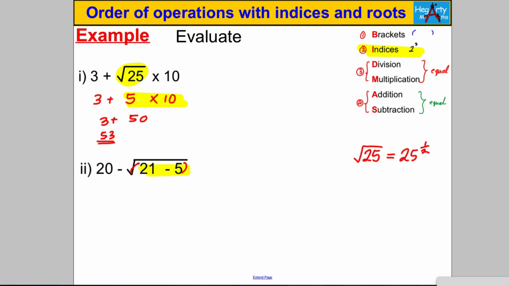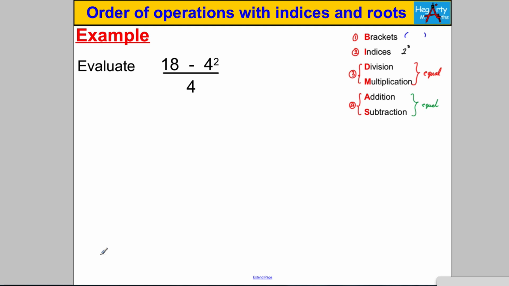21 subtract 5 first, which is 16. Don't forget we're working out the square root of that answer, and we're doing 20 subtract that. The square root of 16 is 4, and we're doing 20 subtract that, and 20 subtract 4 is 16, and we're done. Next one. Pause the video, have a go.